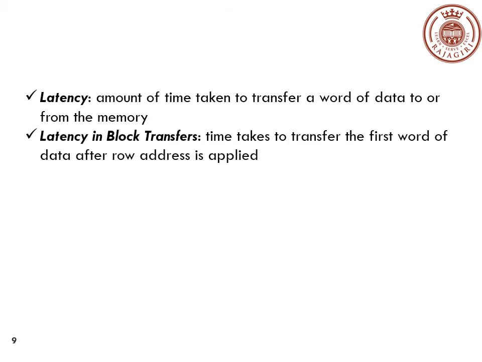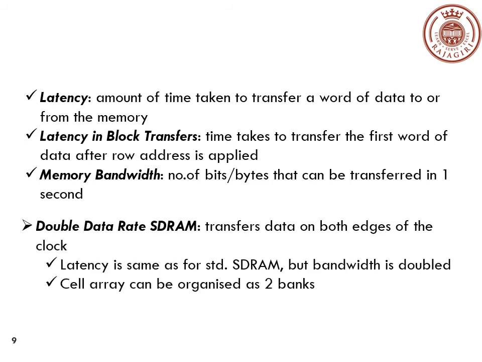Now we will see a few terms associated with the memory. The term latency means the amount of time taken to transfer a byte of data to or from the memory. Now coming to the block transfer, the latency in block transfer means the time taken to transfer the first word of data after the row address has been applied. Now coming to the bandwidth, memory bandwidth is the number of bits or bytes that can be transferred in 1 second.